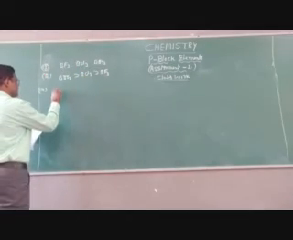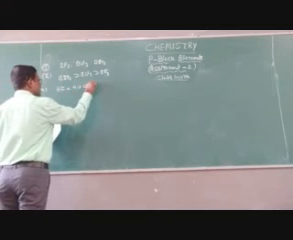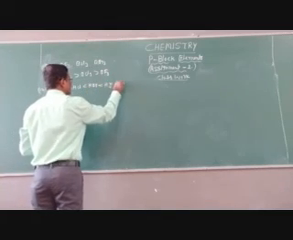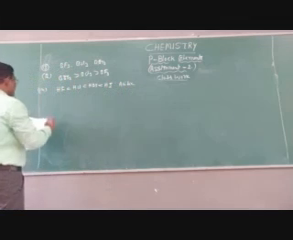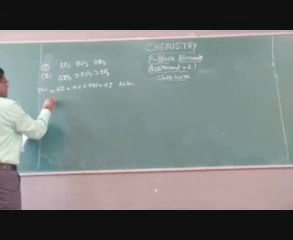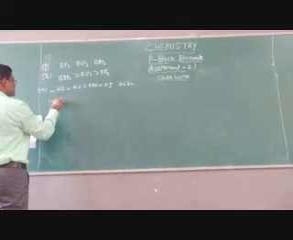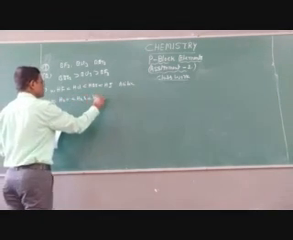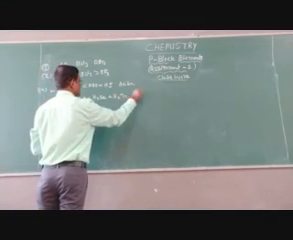Because of stability, what happened here? HF, HCl, HBr and HI. This is the correct order of acidic strength. Correct only. This is A given. But what about B? Here pK values are given: H2O, H2S, H2Se and H2Te. This is the order of pK values.